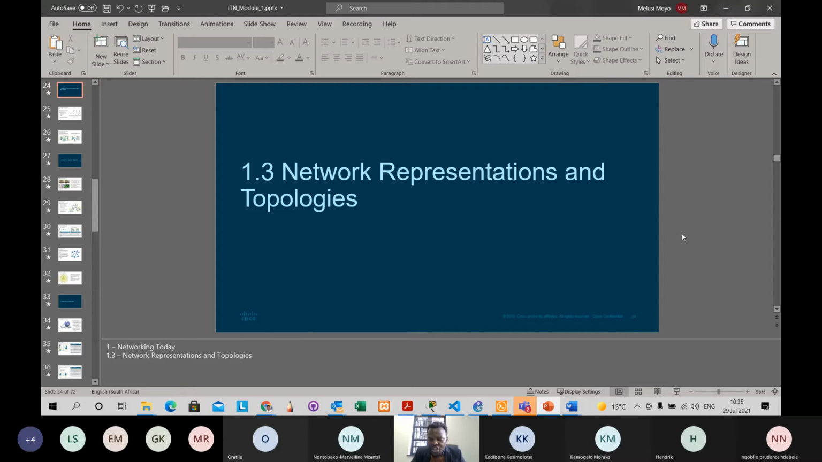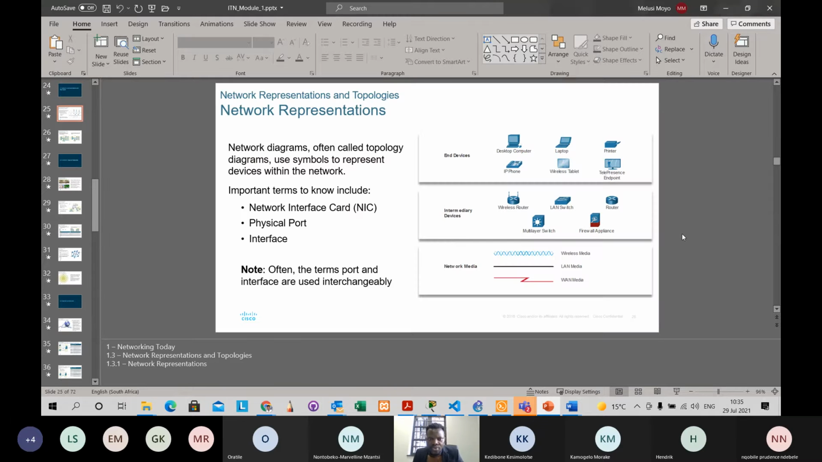Okay, network representation and then topologies, right? So network diagrams, often called topology diagrams, use symbols to represent devices within the network. Important terms to know include the network interface card. A network interface card is the one that facilitates internet communication. So if you need internet access, you get your Ethernet cable and plug it into your computer, and then you get internet access, right?